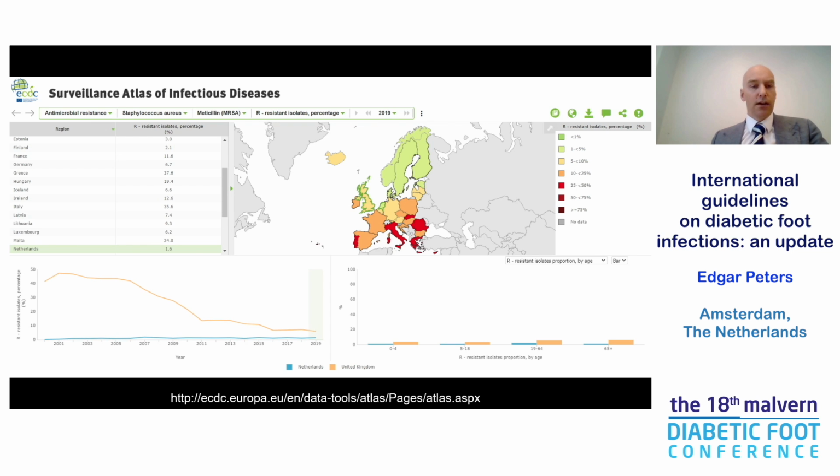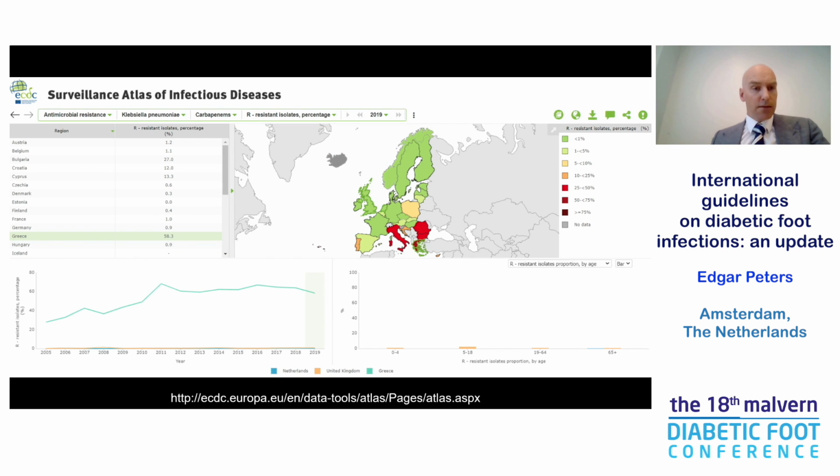For instance, if you look at MRSA prevalence in Europe, a slide from the European Centre for Disease Control, you can see that in Southern Europe, there's a lot more MRSA than in Northern Europe. And you can also see on the left bottom graph that the amount of MRSA is drastically reduced in the last 2 decades in the UK as well. The same is true, and that's the Netherlands, by the way, so your eastern neighbor. The same is true for Klebsiella pneumoniae and carbapenem resistance. Very low in Northern Europe, including the UK, but there's a lot of carbapenem resistance in Southern Europe.